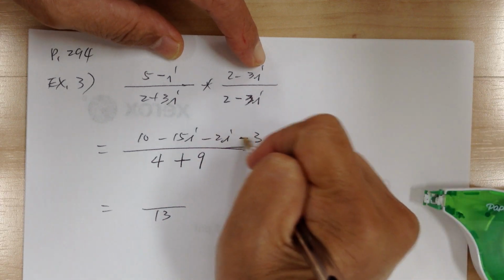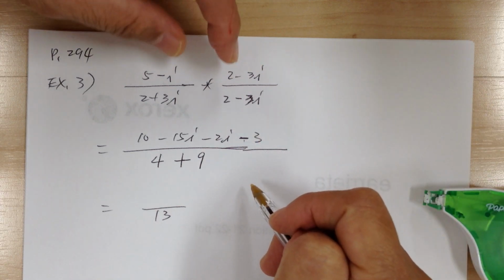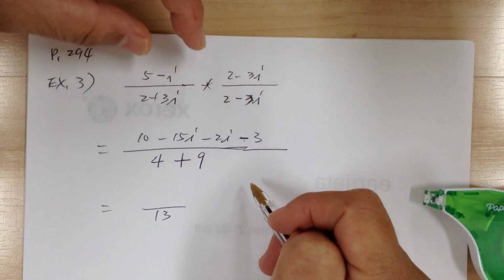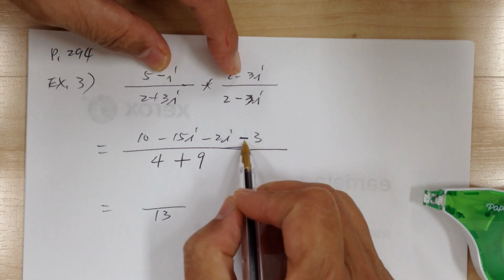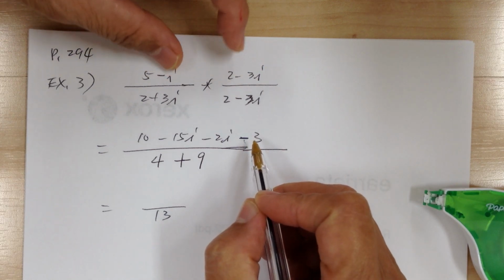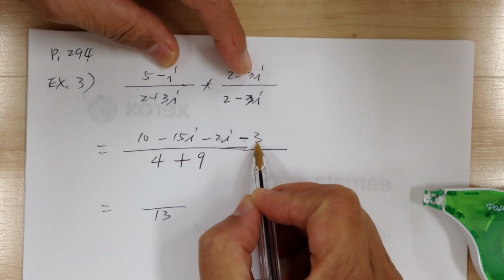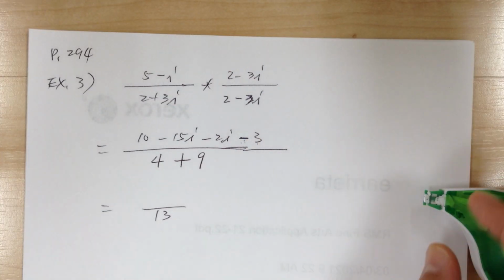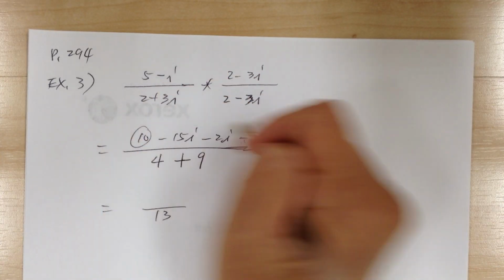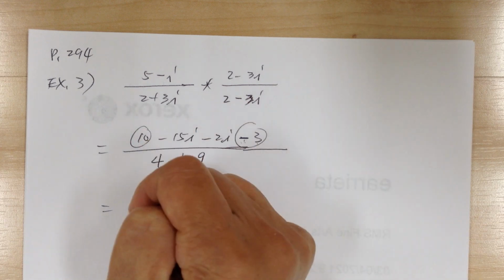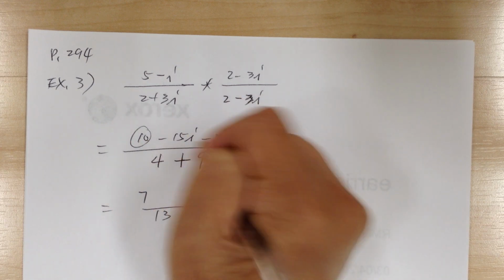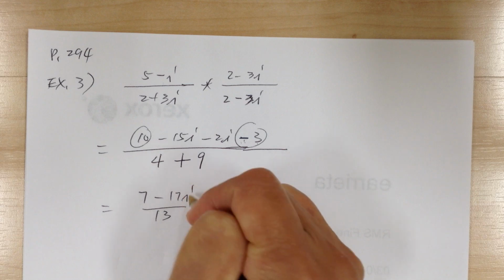When you multiply, you always do the sign, the number, then the letter. Sign: negative times negative is positive. Number: when you don't see a number, it is 1, so 1 times 3 is 3, and i times i is negative. Now we can combine the like terms. 10 minus 3 gives me 7, and this one would be minus 17i.